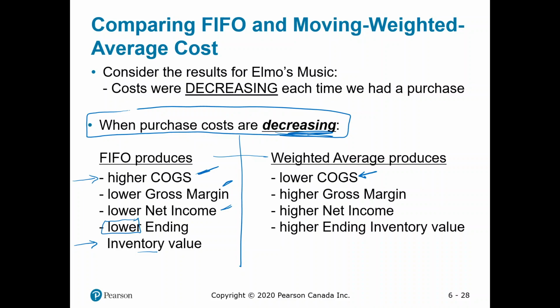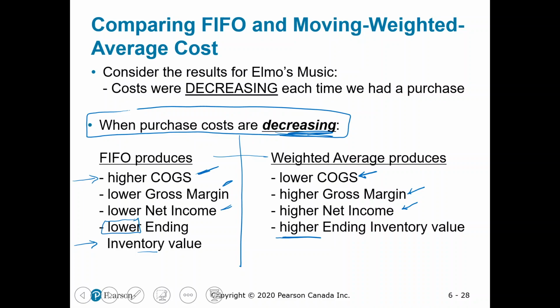A lower cost of goods sold means we're subtracting less from sales and we get a higher gross margin, take away operating expenses, and we're left with a higher net income. But we also have this higher value left in our ending inventory under weighted average.